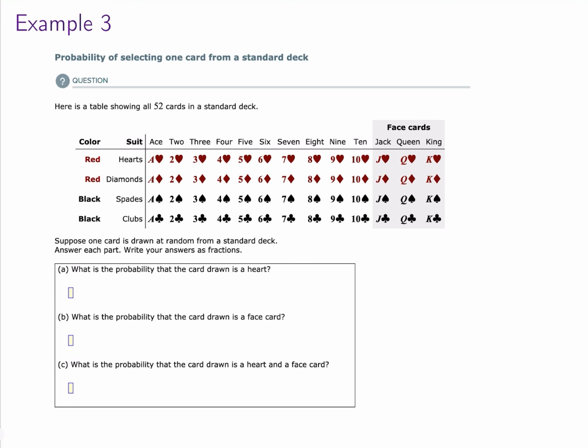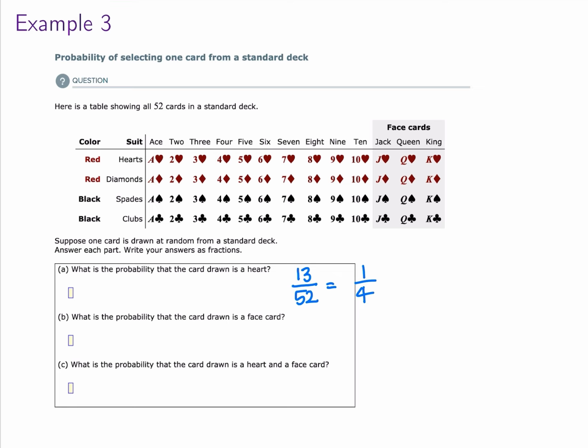Let's look at one more example. Start with part A. What is the probability that the card drawn is a heart? Well, if we look at the heart, it is the top row, and there are 13 total hearts in that top row out of the 52 total cards. Or we could also say, remember from our discussion about the clubs, the heart is one of the 4 equally likely suits in the deck. So 1 out of 4 is the same as 13 out of 52.